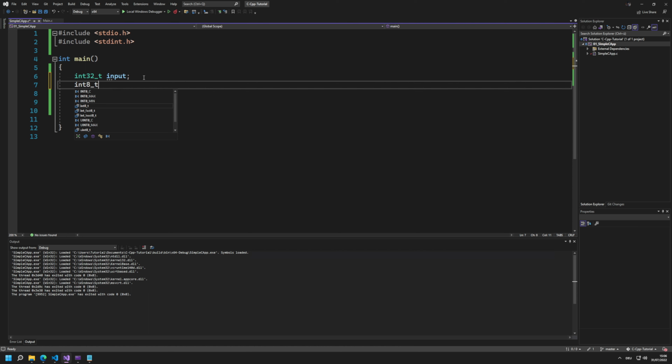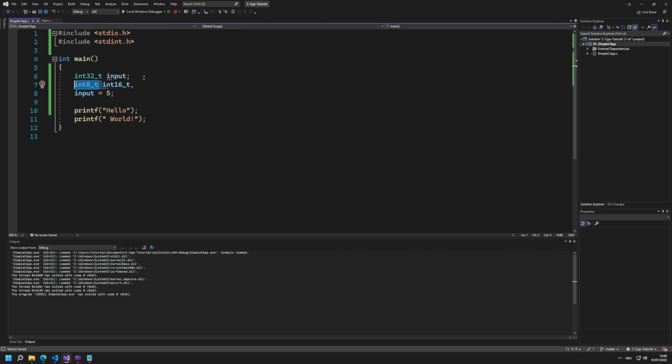So I can have an int8_t, I can have an int16_t, which it doesn't like now, but I can have it of course, like int16_t. I can have the int32_t, we already had the 64. And do we also have a 128?